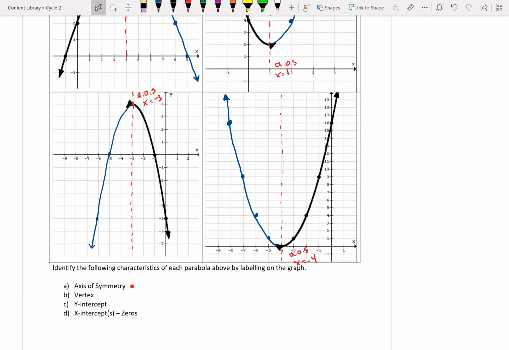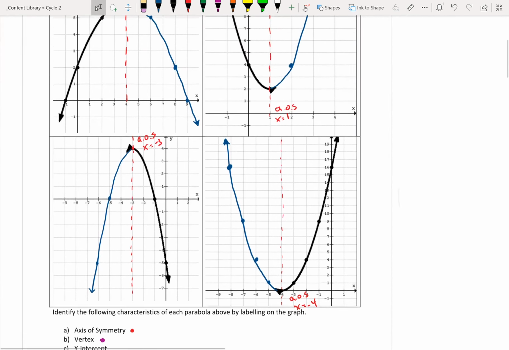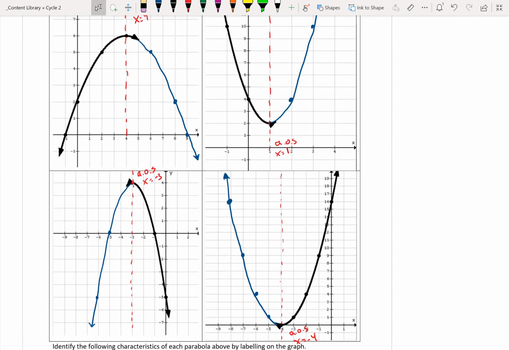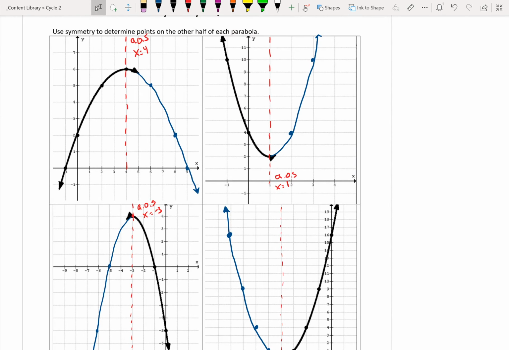So that's the AOS. The next thing we want to look for is our vertex. We'll talk a little bit more about the vertex later, or give an actual definition of it when we get into the notes, but the vertex is the point, the highest or the lowest point. So right here, I'm going to have a high point. This is going to be my vertex, and the vertex is just a point. So remember, your coordinates are x and y. This means the vertex is (4, 6).